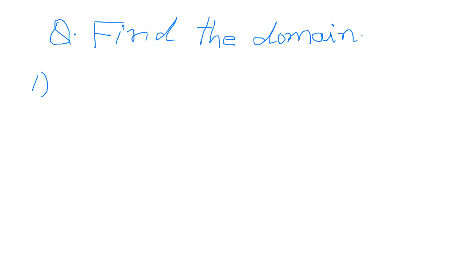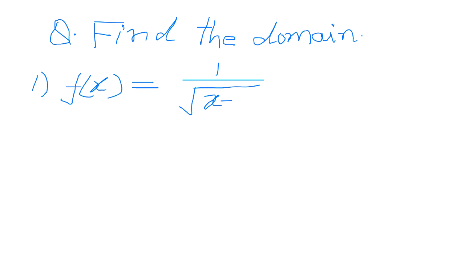Last lecture I discussed if in the function there is a square root. If the function is of this type, today I will discuss like this. If f(x) equals 1 upon the square root of x minus 2, if this is the function, then how to find the domain? So here, see the solution.